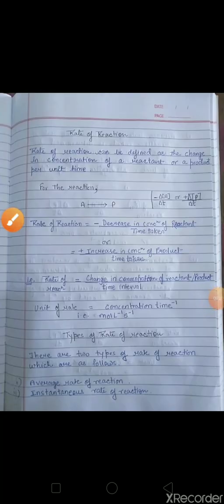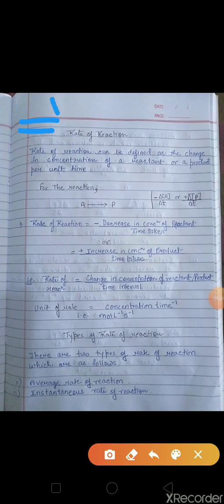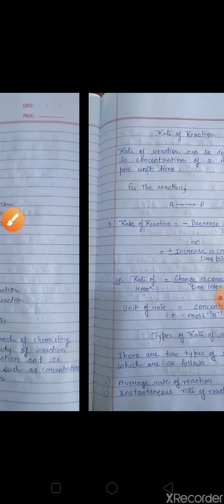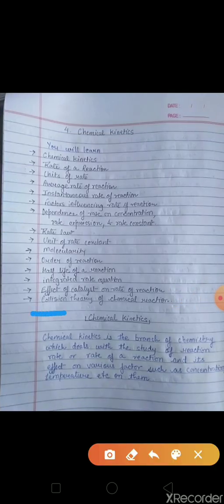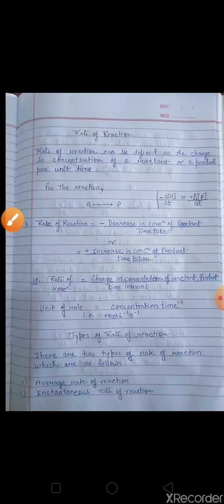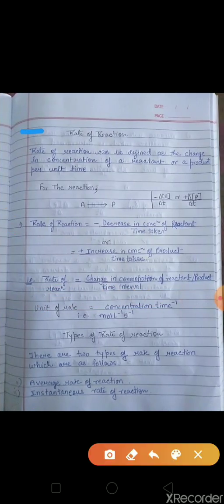That is rate of a reaction. As chemical kinetics is simply a study of rate of a reaction, we must know what is rate of a reaction. Rate of a reaction is simply the change in concentration of a reactant or a product per unit time. We can understand this by seeing the equation.